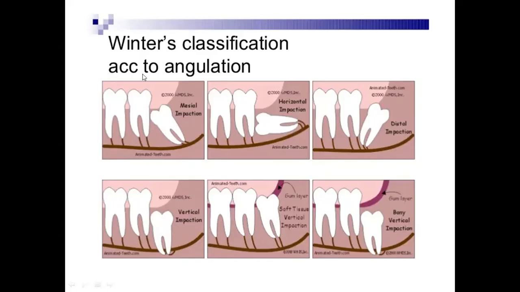So it's a pictorial representation of Winter's classification according to the angulation, where we have to draw a straight line along the long axis of the second molar and along the long axis of the impacted third molar. If the two lines meet at the top, it indicates a mesioangular impacted tooth. If they meet perpendicular to each other, it indicates a horizontal impaction. If they meet at the bottom, it indicates a distoangular impaction. If the two lines run parallel to each other, it indicates a vertical impaction.